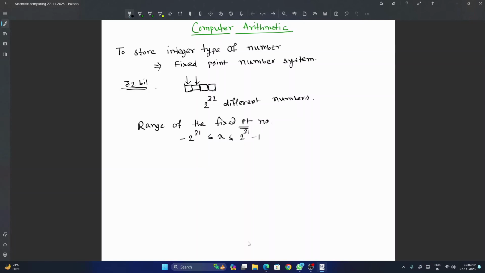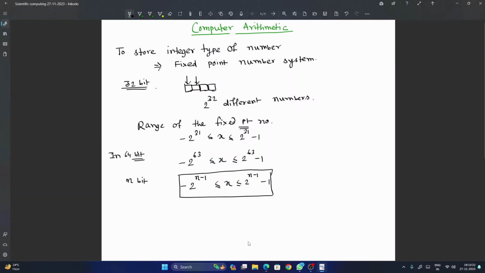If it is a 64-bit machine, the range will be minus 2 to the power 63 less than or equal to x, less than or equal to 2 to the power 63 minus 1. So in any n-bit machine, if you store a fixed point number, you will get minus 2 to the power n minus 1, less than or equal to x, less than or equal to 2 to the power n minus 1, minus 1. That is the range of numbers you can produce using the fixed point number system.